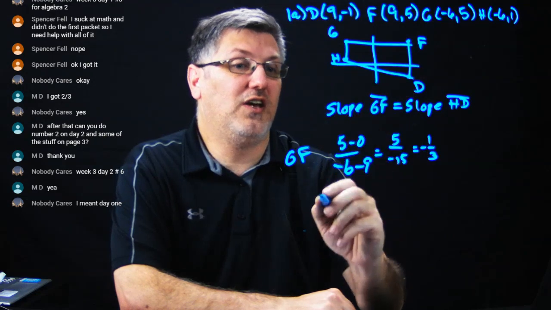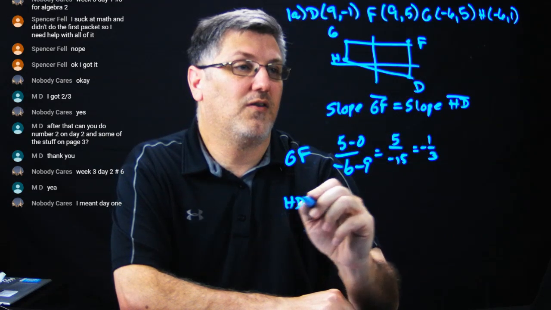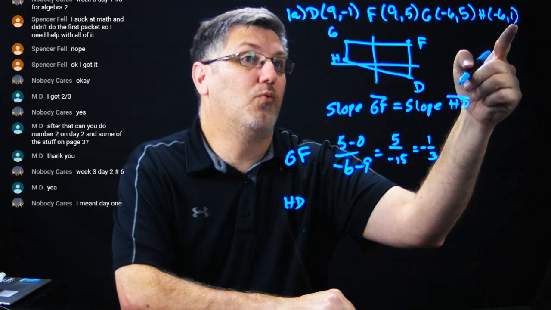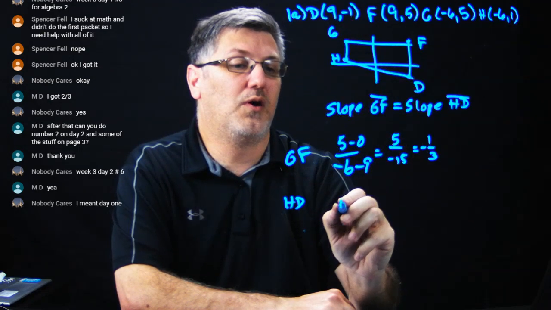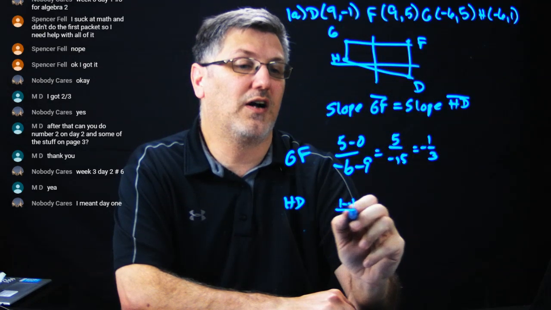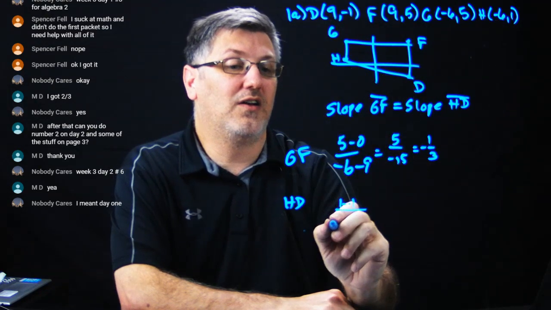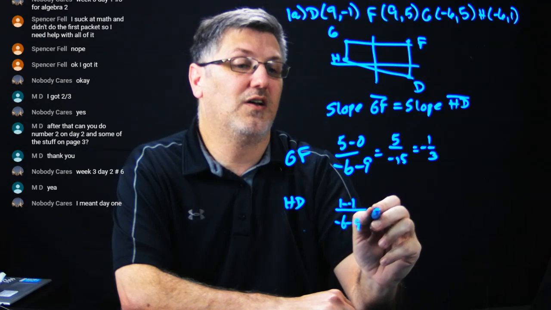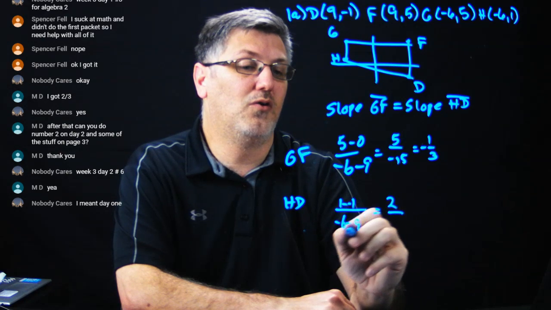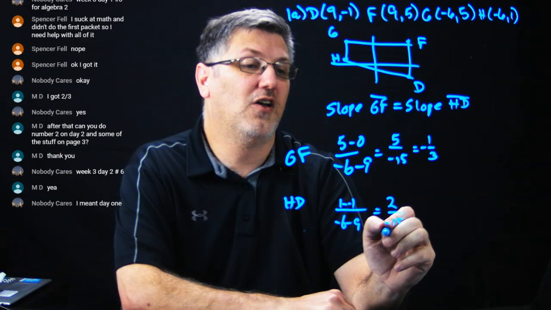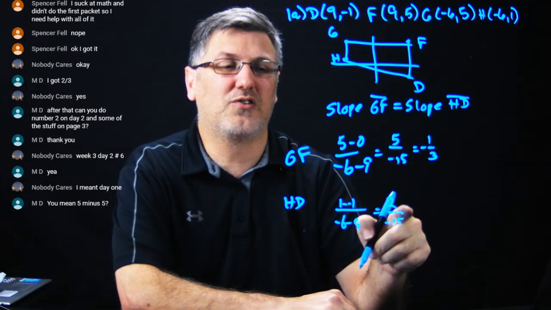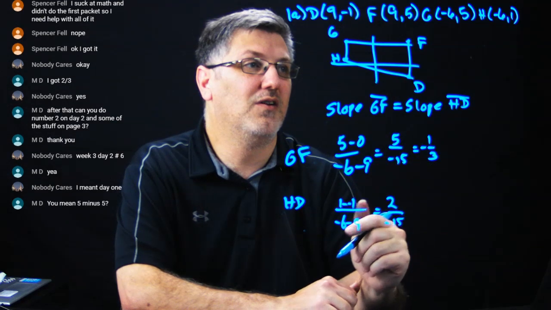So let's do HD. So let's do 1 minus -1. I can already tell you it doesn't look right. -6 minus 9. This is going to give me a 2 over a -15. Last time I checked, -1/3 is not -2 over 15.